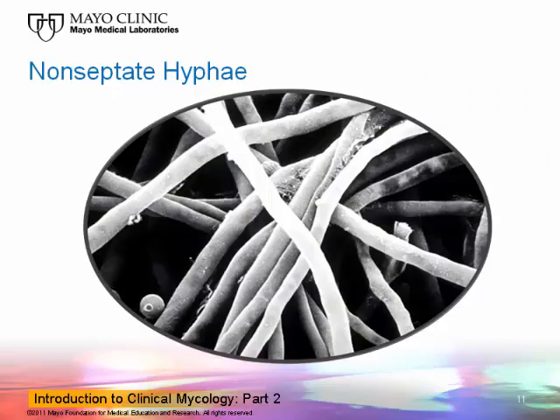This is an example of non-septate hyphae. These hyphae are large. They transport nutrients through the body of the fungus, but there are no septations, and so if one of these hyphae happens to break apart, all the nutrients will leak out. The cytoplasm leaks out because that whole entire hyphal strand will become non-viable.